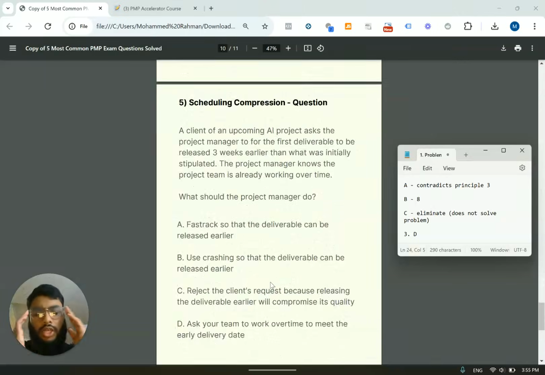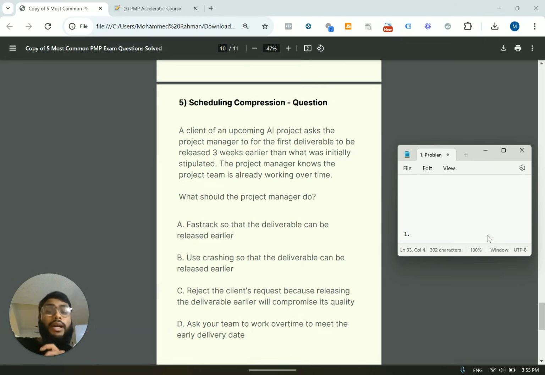All righty, okay, scheduling compression technique. This is a hot topic for the exam, so let's dive into it right now. All right, a client of an upcoming AI project asked the project manager for the first deliverable. I'm sorry, there are so many spelling mistakes here. I gotta fix this file up for you guys. You're gonna receive the new file in the description below, so please check it out.